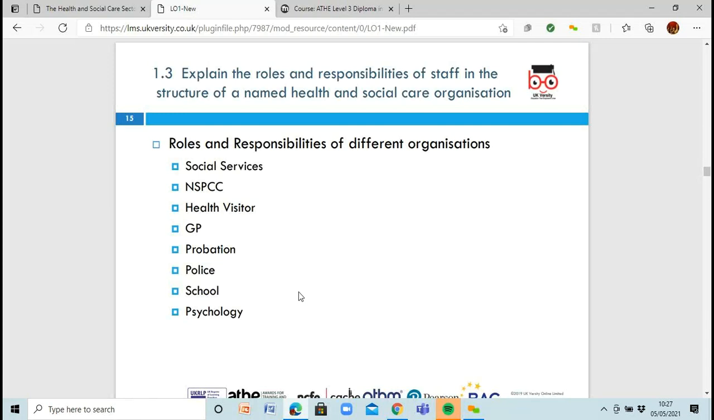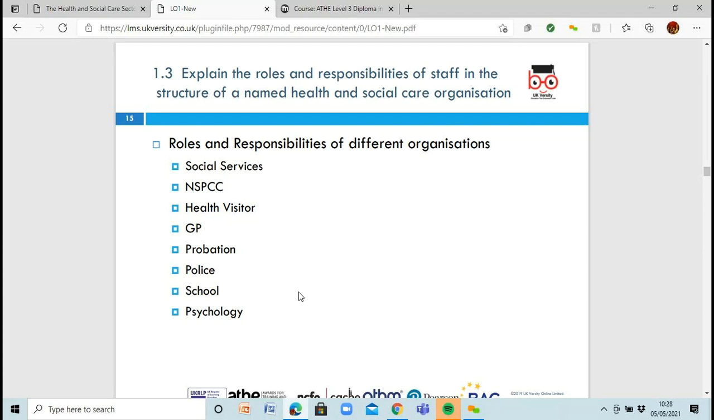Now, this section here, I'll read the question first. 1.3: explain the roles and responsibilities of staff in the structure of a named health and social care organisation. In this section, we're just going to look at the roles and responsibilities for different organisations: what they do, why they do it. There are a couple of slides here, but towards the end of the lesson, I've got a few more details to pass on to you as well.